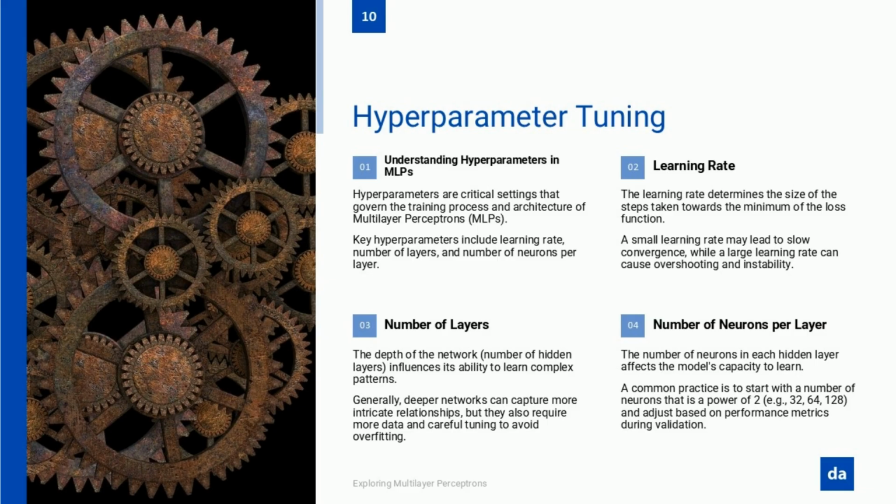If they're set too high or too low, the network will either fail to learn or overcomplicate things and get stuck. Let's break down the most important hyperparameters and how they affect learning. First up, the learning rate, arguably the most important hyperparameter of all. This controls how big of a step the network takes when updating its weights.